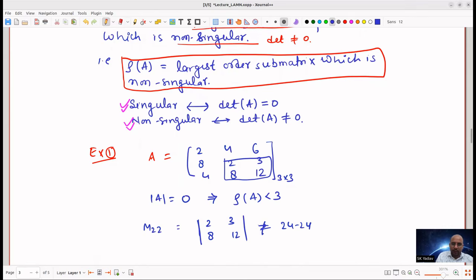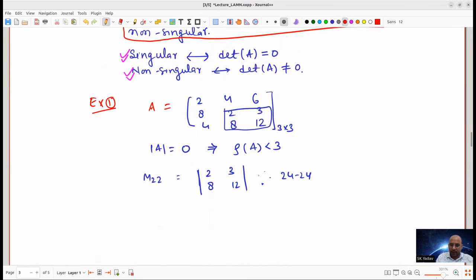So now we cannot say rank of matrix is 2. I need to check another submatrix. Let's say it is the first one, which is here, this one. So this M11 I can write easily: 2, 4, 8, 2. What is det of this? 4 minus 32, non-zero. It is equal to minus 28. So non-zero, so I can write rank of A is equal to 2.